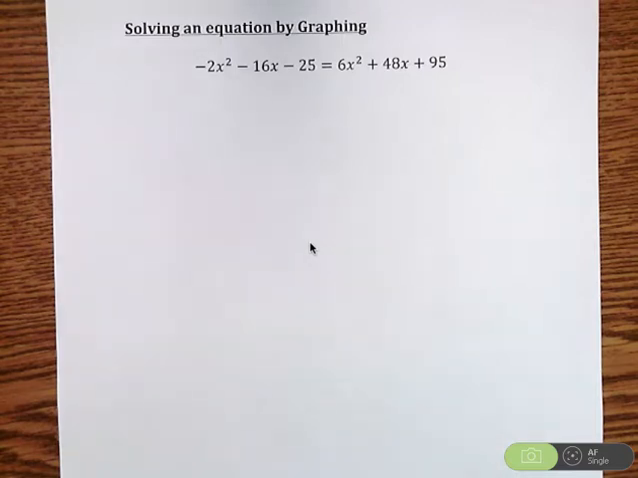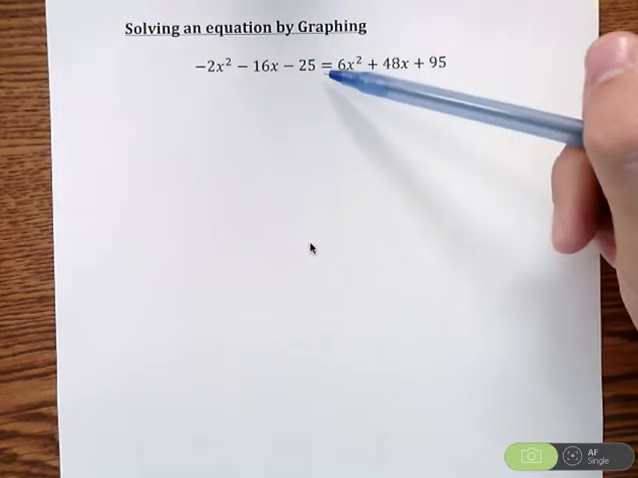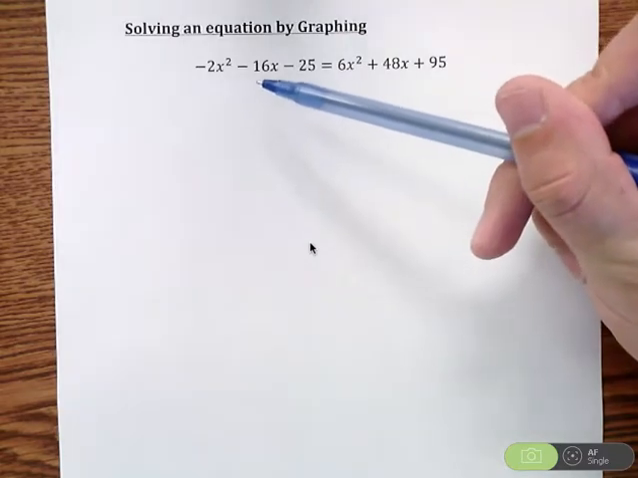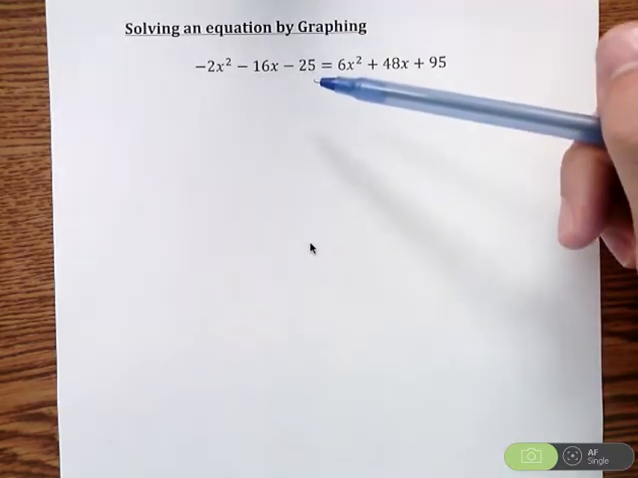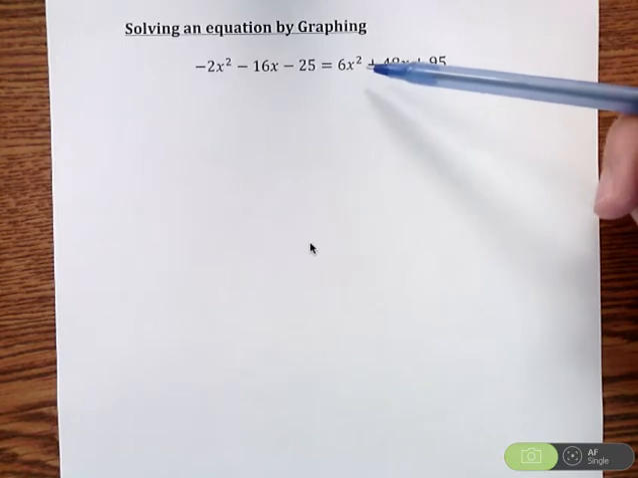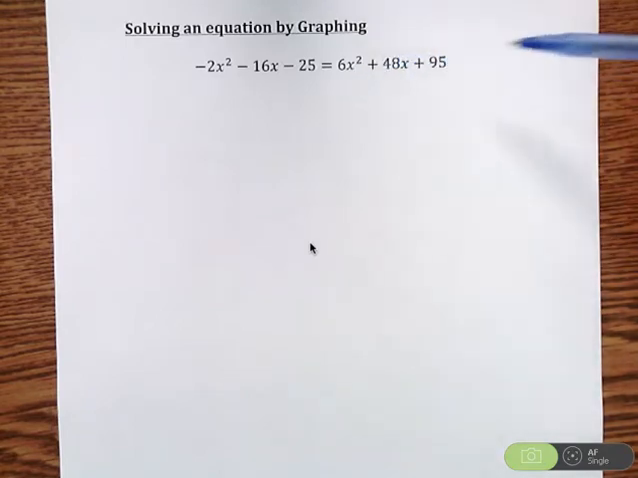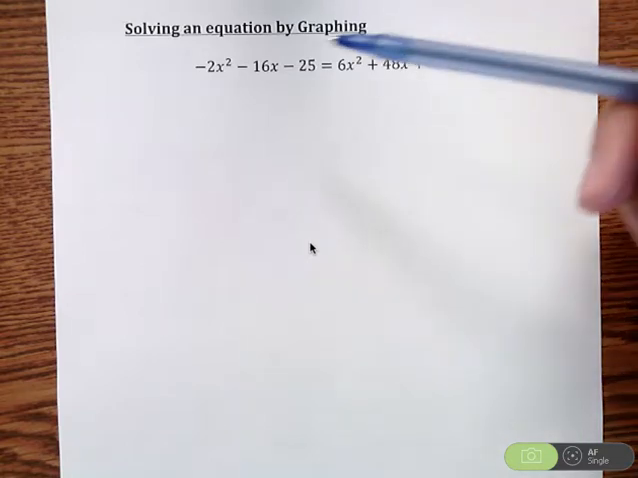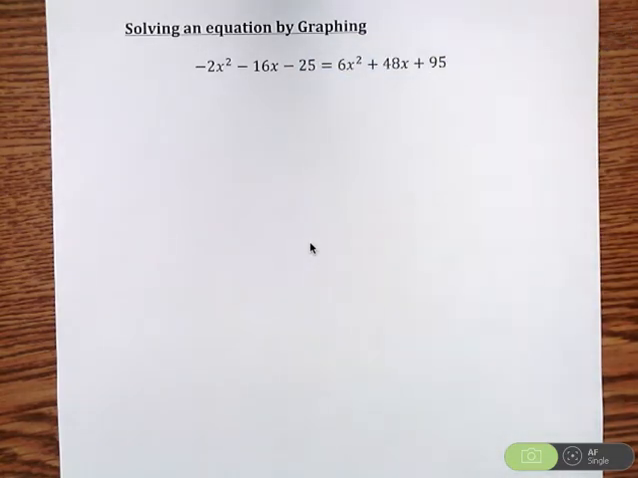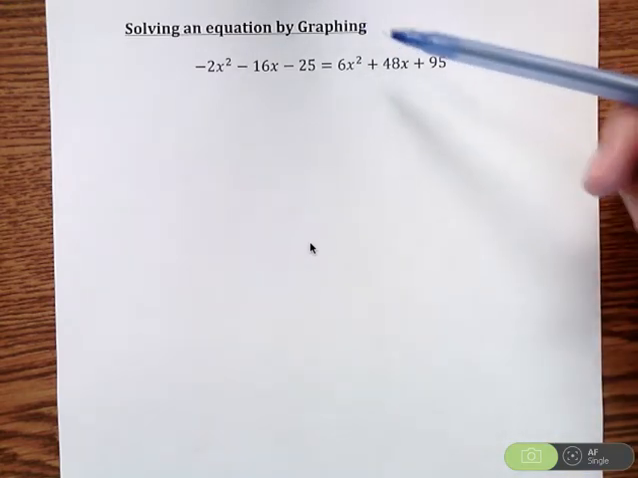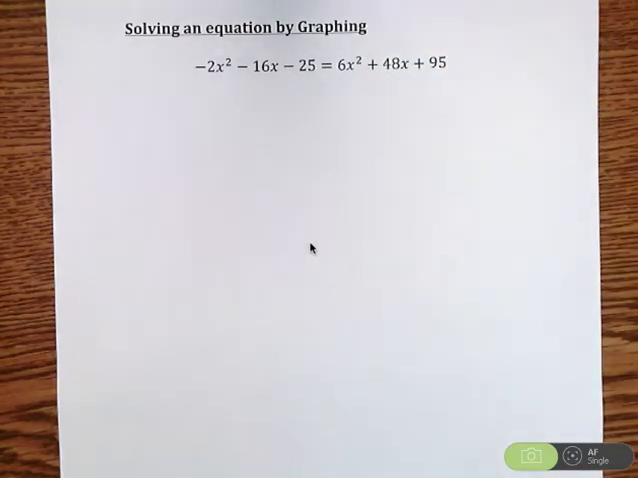Alright, in my next video tutorial, I'm going to be reviewing how to solve an equation by graphing. So in this example, we have a quadratic on the left side of the equal sign, negative 2x squared minus 16x minus 25. On the right side of the equal sign, we have 6x squared plus 48x plus 95. Now you can solve this algebraically, but what I'm going to show you is how you can do this all by a calculator. So if we're going to solve by graphing, we're going to want to graph this.